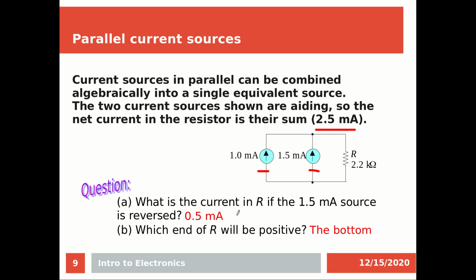If this one is reversed, so it is on the other side, then I have 0.5. Okay, and the polarities of the resistance will be from where the current enters the resistance. So the current comes from this side, then this is the positive, this is the negative.